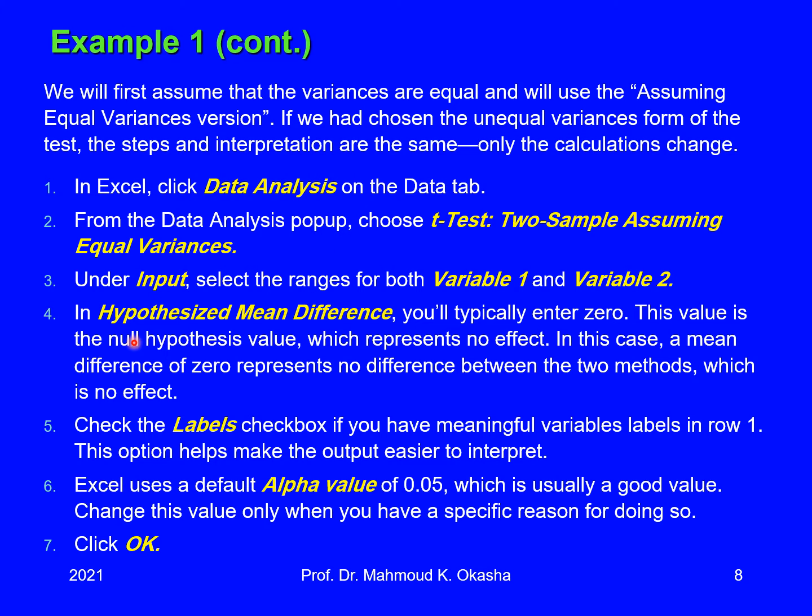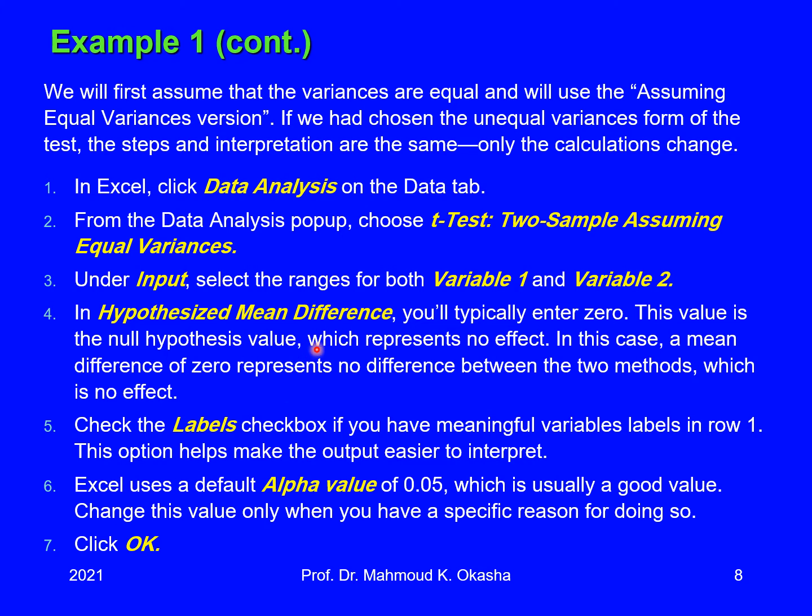You get another pop-up under input. Select the range for both variable 1 and variable 2. You click the range from the first observation to the last observation and put it in variable 1, and the range from the first observation to the last observation of variable 2 and put it in variable 2.